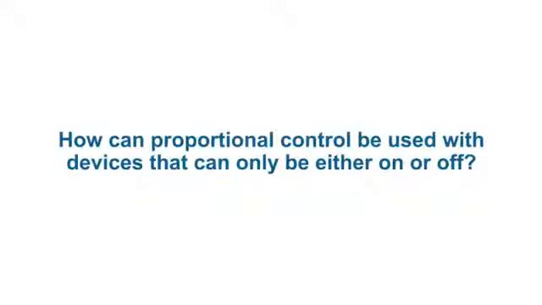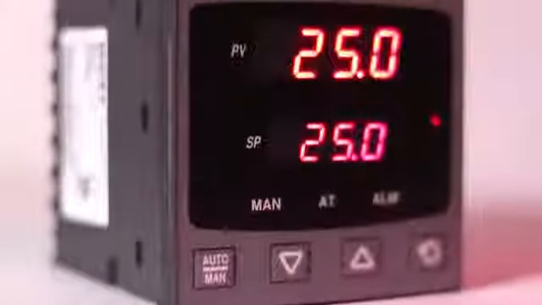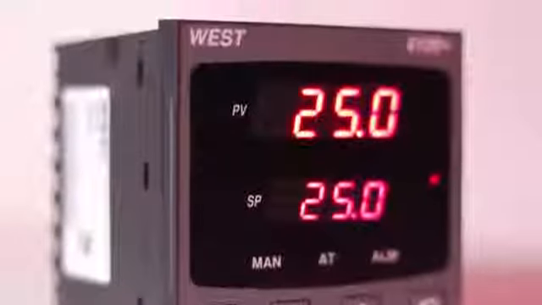The use of proportional control adds stability to the process and allows the user to control how often their output devices, such as relays and contactors, will switch. Many users are confused by the fact that proportional control can be used with relays or solenoid valves, devices that can only ever be on or off.